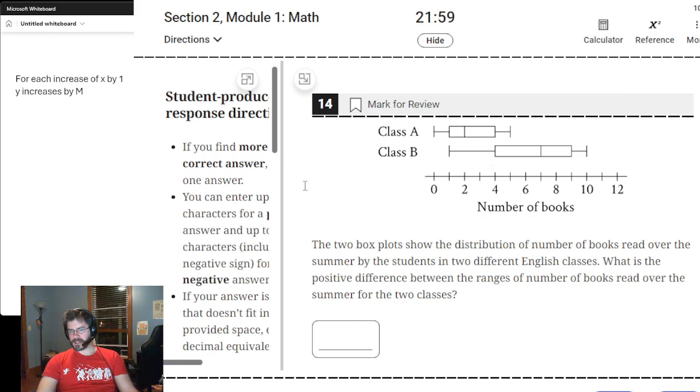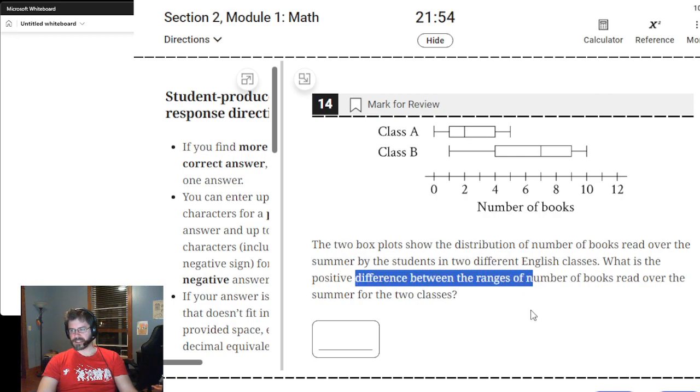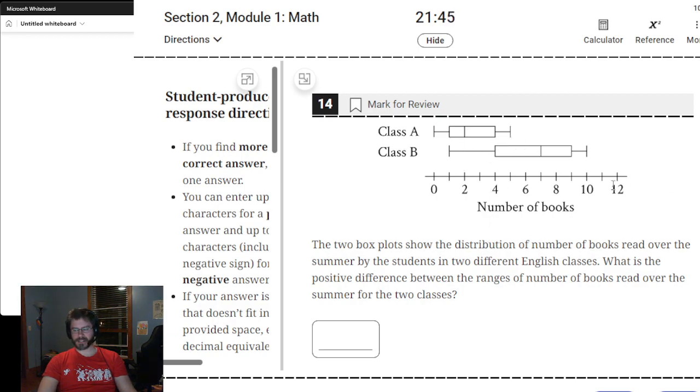Data interpretation question. Okay, what is the positive difference between the ranges? So range is the difference between the minimum and the maximum. So they want the difference in the ranges. So we have to find the range for each of these and then subtract them. The range for data set A goes from 0 to 5. The ending points of the whiskers are the minimum and the maximum. So we've got a range of 5 and a range from 1 to 10 is 9. And the difference between 5 and 9 is 4.